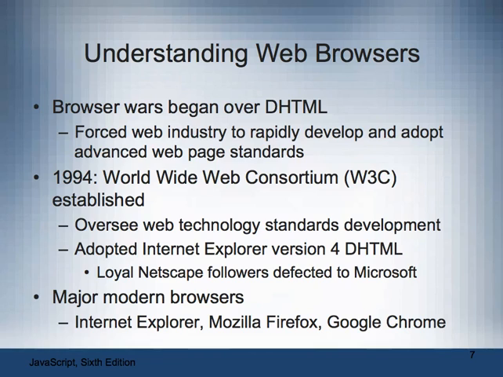To settle the argument, the World Wide Web Consortium, or W3C, created a neutral version of DHTML that would work in any browser. The World Wide Web Consortium is an organization that oversees the development of web technology standards. Unfortunately for Netscape, the W3C formally recommended that the version of DHTML would be the one used by Microsoft Internet Explorer, which prompted many loyal Netscape users to defect to Microsoft.